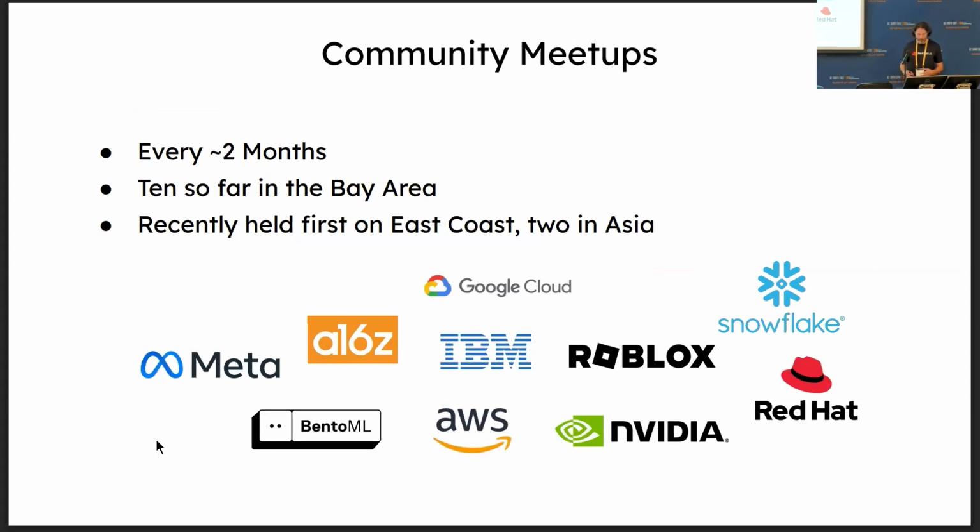We organise meetups roughly every 2 months. There've been about 10 so far over the last year or two. Most of them were in the Bay Area, but now we've started to have them in other parts of the world. We just had one on the East Coast recently that was hosted by Red Hat and Google. There's going to be another one in New York, I think, in the next couple of weeks. And there was one in Singapore and one in Beijing, also in the last couple of months.